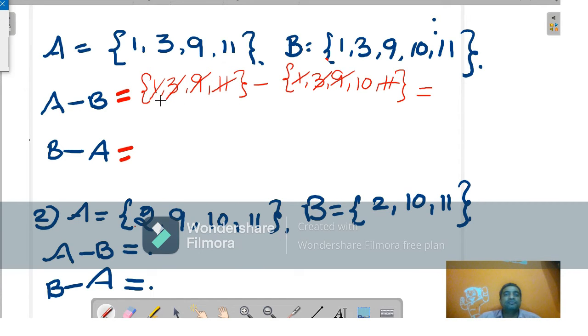How many elements are left in the first set? No element is left. So nothing means nil. Nil means null set. Right.